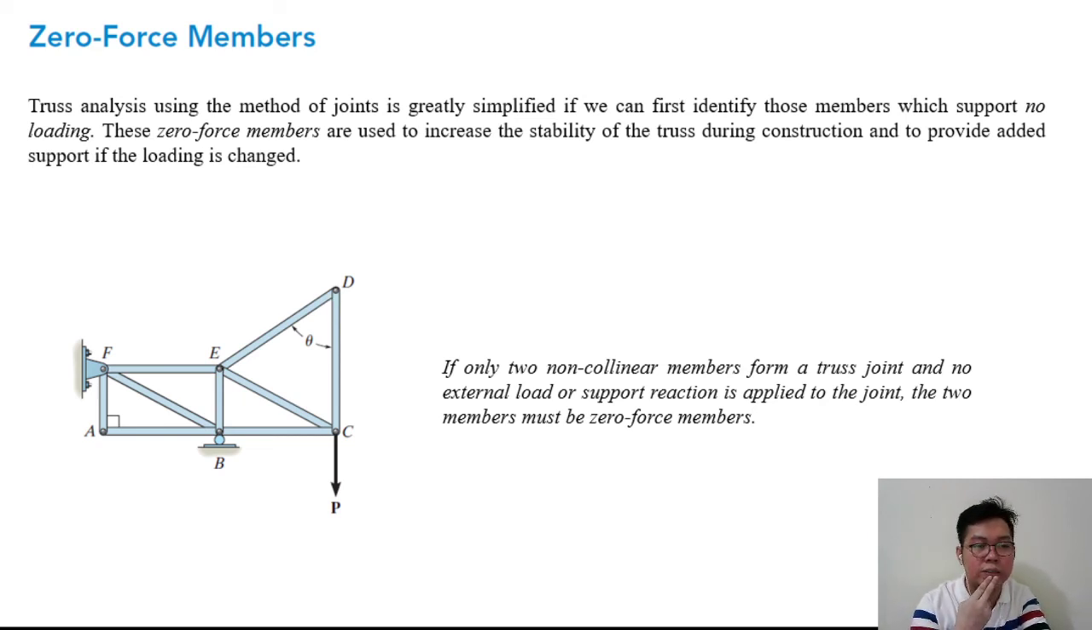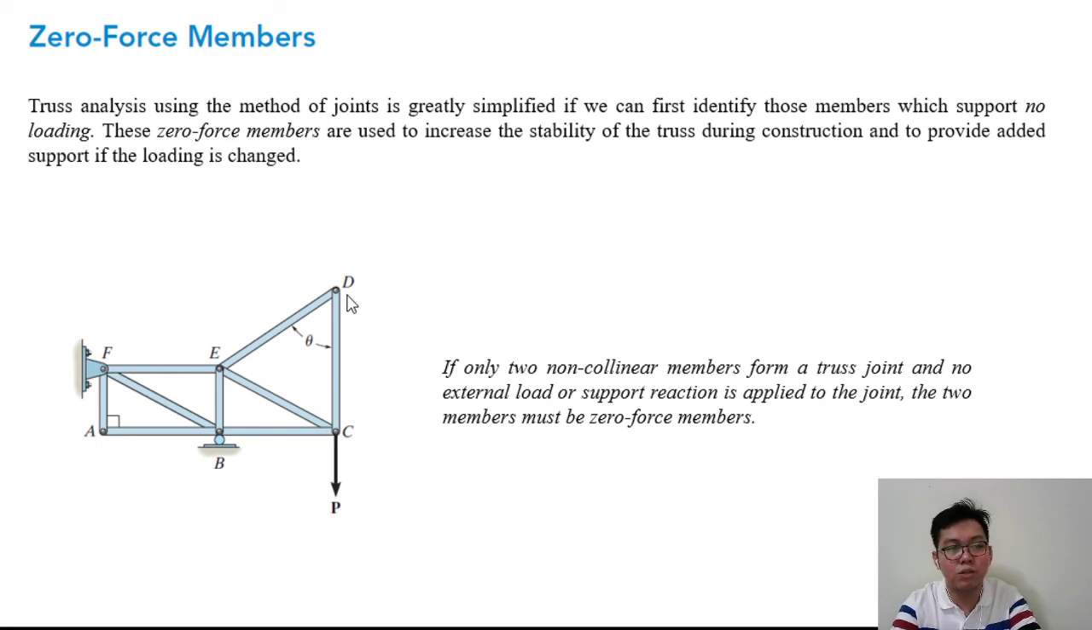Tama na, 2 yung members. Meron bang force acting at joint D? Wala, diba? Sir, itong P, nag-a-act ba yan sa joint D? Hindi, ha? Yung P is actually acting at joint C. Huwag yung ilipat yung P. Andito yung P sa joint C.